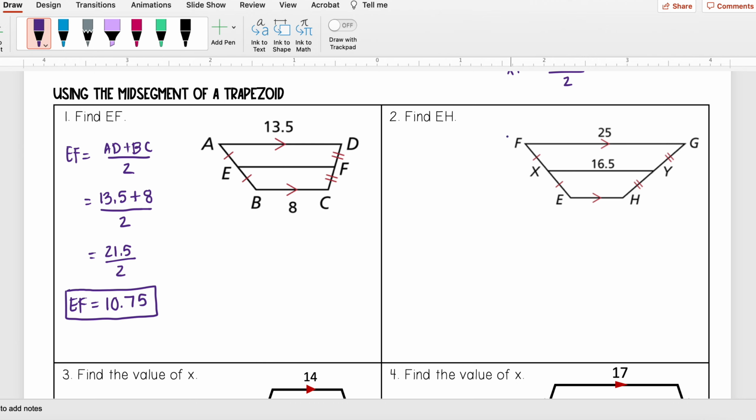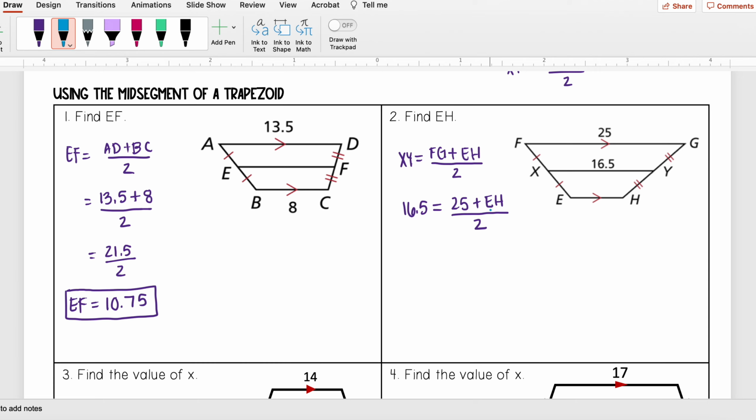Okay, now let's try another one. This one, I want to find one of the bases. I want to find EH. I'm going to first start off with my formula. My mid-segment, which here is XY, is equal to my base 1, which is FG, plus base 2, which is EH, all divided by 2. Now I'm going to plug in information I know. XY is 16.5. FG is 25. I don't know EH. And then divided by 2.